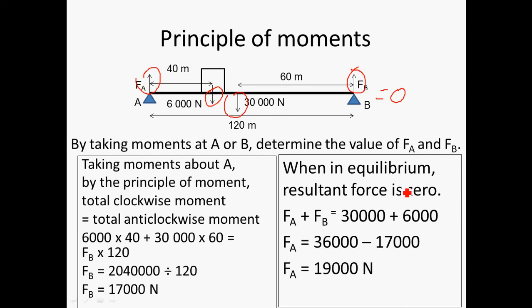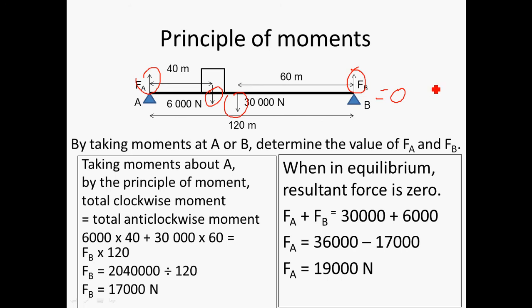19,000 Newton. Alright, if you want to verify whether this answer is correct, you can use the other method, which is to take moment about B to find FA. You will find that it is exactly the same answer. Alright, so this is a far more efficient way of finding FA.